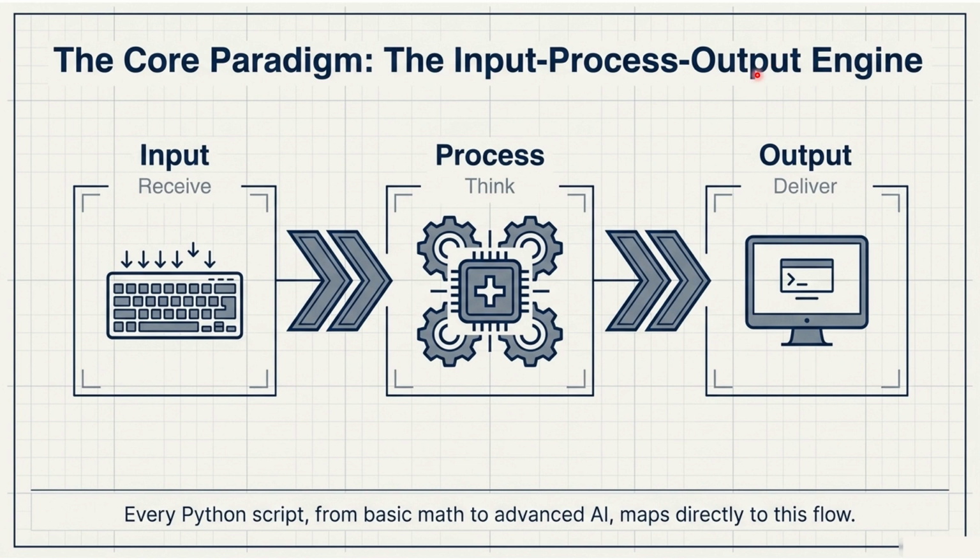Now the input process output engine. First, input receives the code, and process thinks about what the Python code needs to be doing, and output delivers the execution. So every Python script, from basic math to advanced AI, maps directly to this flow.